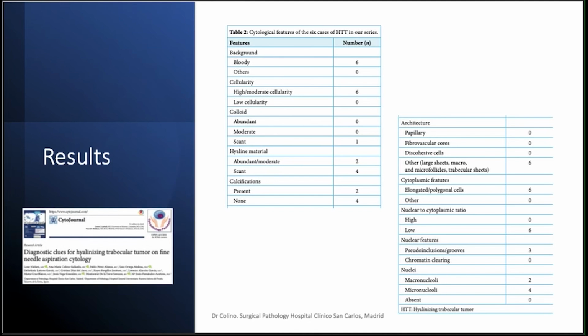Table 2 provides a detailed overview of the cytological characteristics observed in our study cases. All the samples showed a bloody background with little or no colloid, and the smears were hyper to moderately cellular. Only 1 case showed a small amount of dense colloid, resembling the chewing gum aspect of papillary thyroid carcinoma associated colloid.